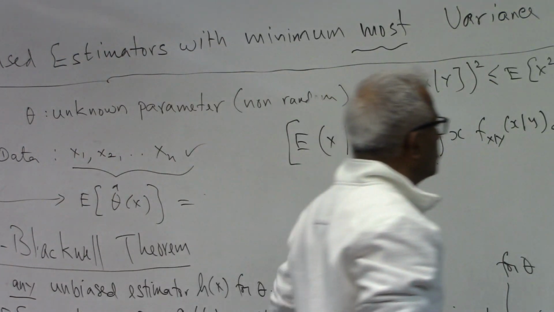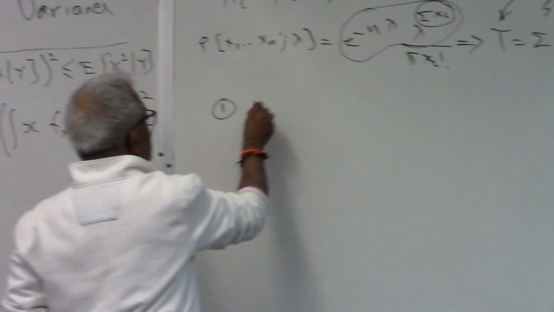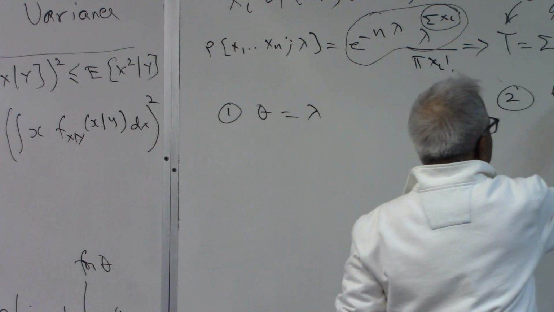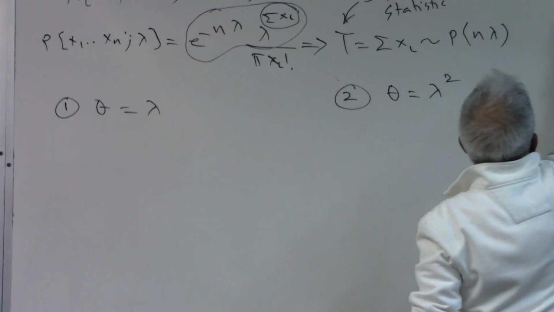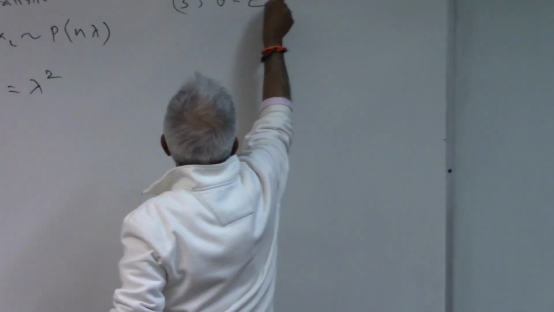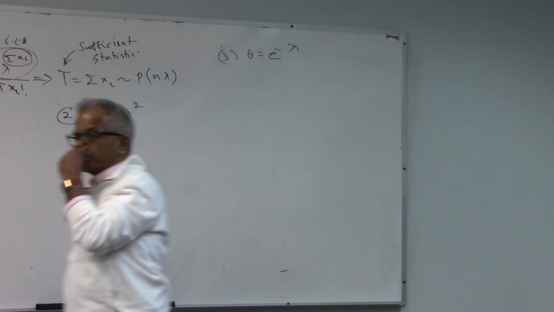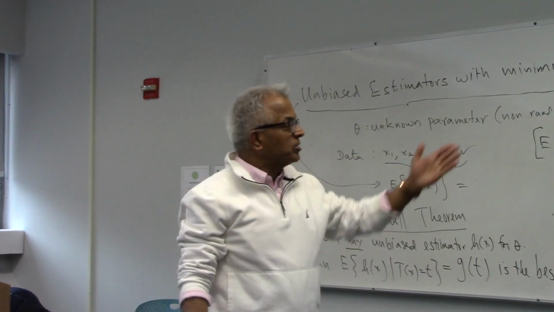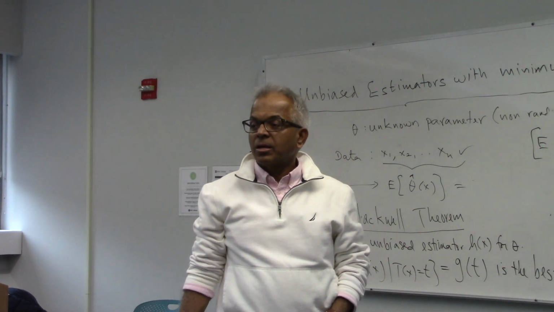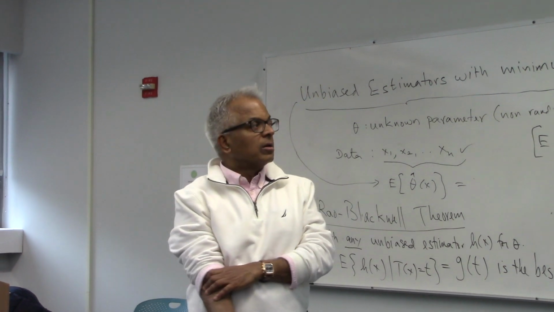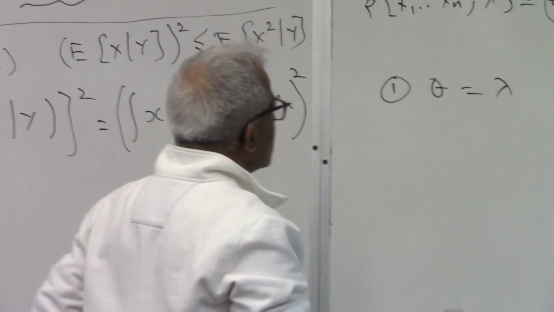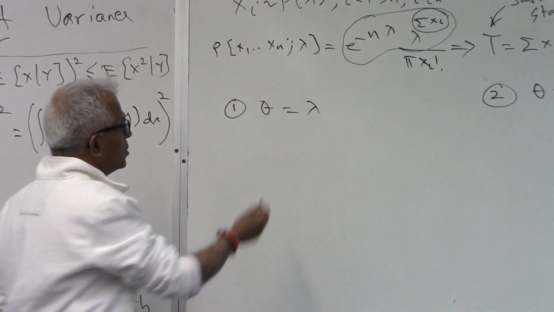So let's do 2-3 problems. I'll do this one at a time. So 3 different problems. First we are interested in the best unbiased estimator for lambda, then for lambda squared. The first 2 are reasonably easy. That one is where we really need to use the theorem. So we can use common sense.